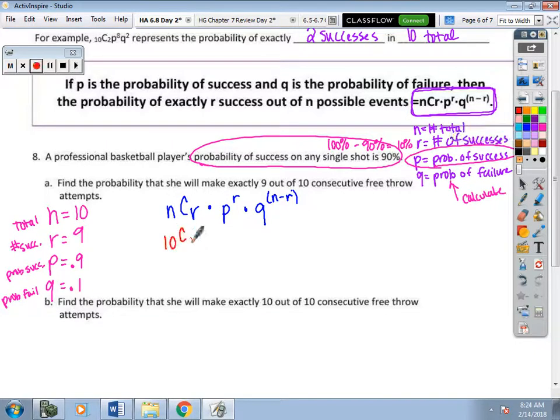So we should have 10C9 times P, which is 0.9. I usually use parentheses around these, to the R power, which is the 9th power. Not to be confused with my Q. Q is our probability of failure, which is 0.1. And this will be to the N minus R power. So this is our 10 minus 9, which will then be to the first power. These exponents will always add back up to get you N. And then this all goes into our calculator.